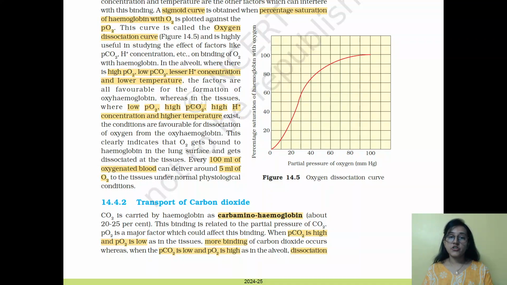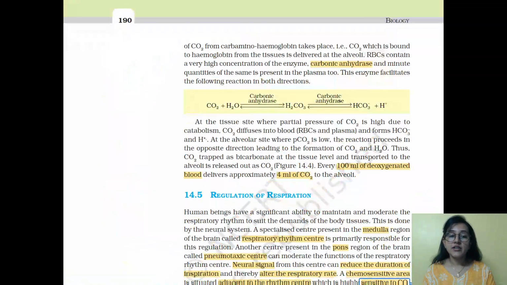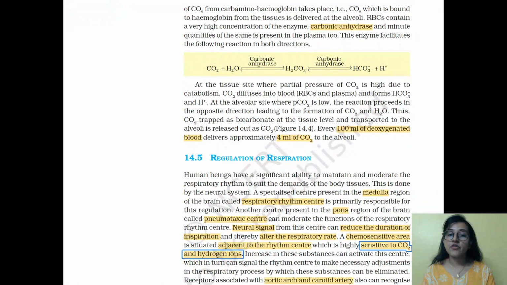When partial pressure of carbon dioxide is high and partial pressure of oxygen is low, as we see in the tissues, more binding of carbon dioxide occurs. Whereas, when the partial pressure of carbon dioxide is low and partial pressure of oxygen is high, as in the alveoli, dissociation of carbon dioxide from carbaminohemoglobin takes place. That is, carbon dioxide which is bound to hemoglobin from the tissues is delivered at the alveoli.